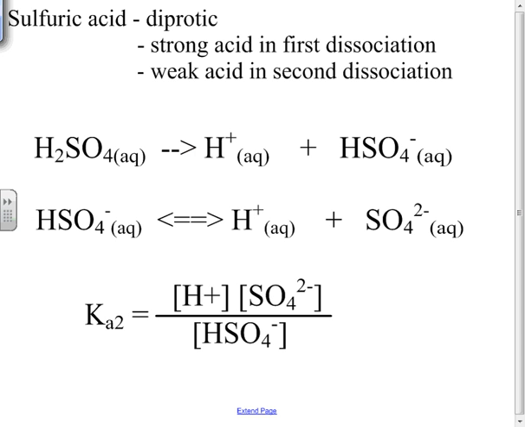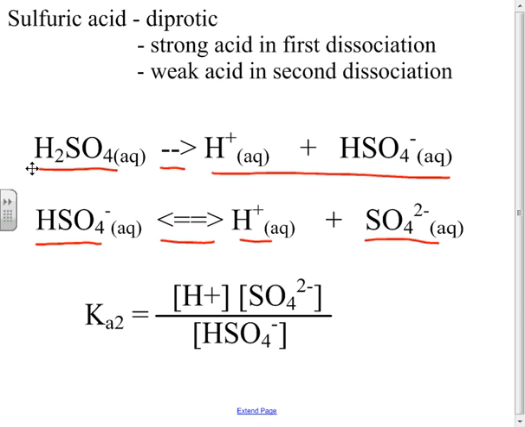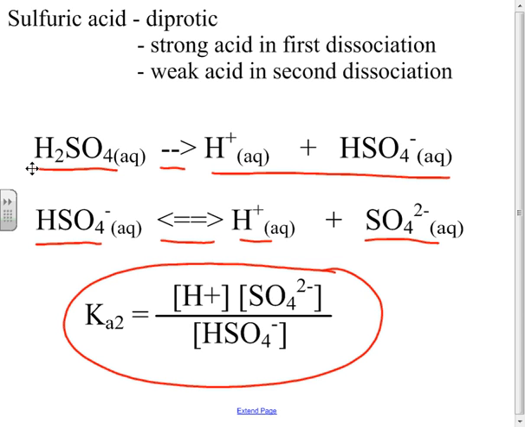Another polyprotic acid is sulfuric acid. It is diprotic. It's a strong acid in the first dissociation, but a weak acid in the second. So if I were to write the dissociation for the first hydrogen ion, we have a single arrow, and we assume complete dissociation into its ions. It's weak in the second one, so now I need a double arrow. And again, I can write a Ka for this one because it's a weak acid and it's products over reactants, giving you this equation.